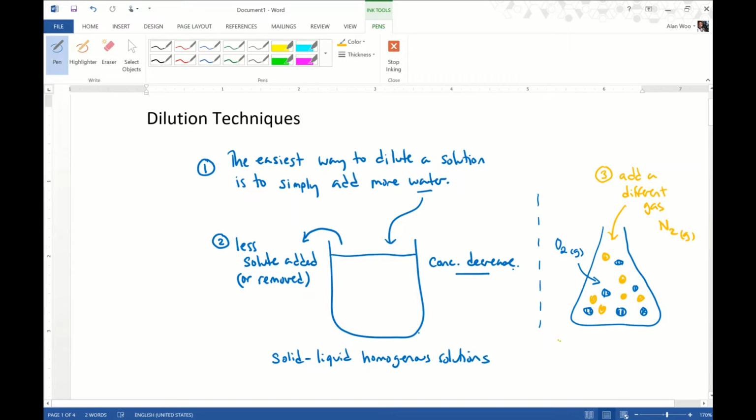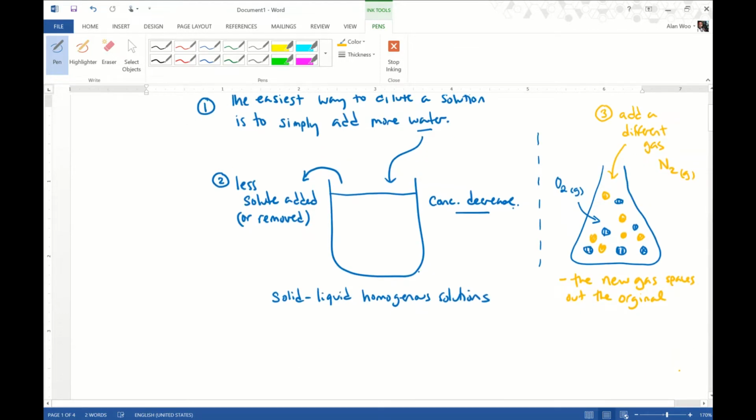Okay, so the new gas spaces out the original gas. Okay, so you spread out the oxygen gas so that they're further apart from each other because you now have a new gas being introduced. So this is great for gas-to-gas solutions.